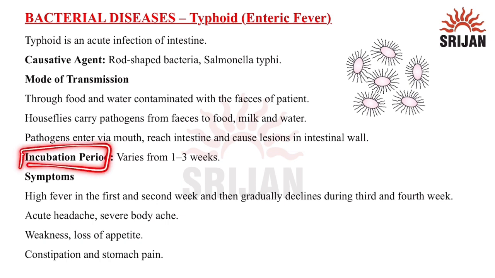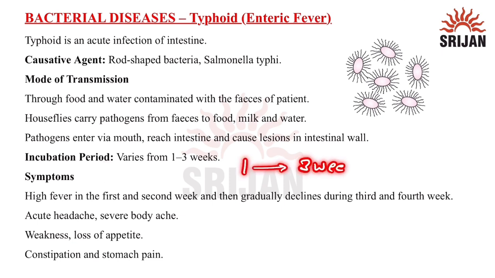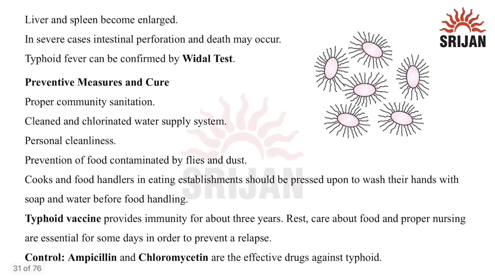Now, the incubation period, which is the period from entry of the pathogen to the appearance of disease symptoms or signs, varies from 1 to 3 weeks. The symptoms are high fever in the first and second week, which gradually declines during the third and fourth week. Acute headaches and severe body ache, weakness and loss of appetite, which means you will not feel hungry. Constipation and stomach pain, and the liver and spleen become enlarged.